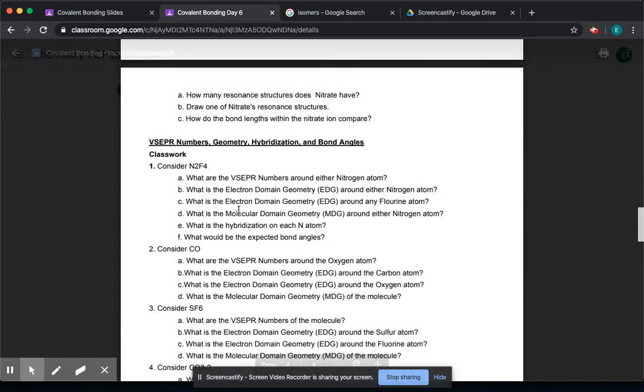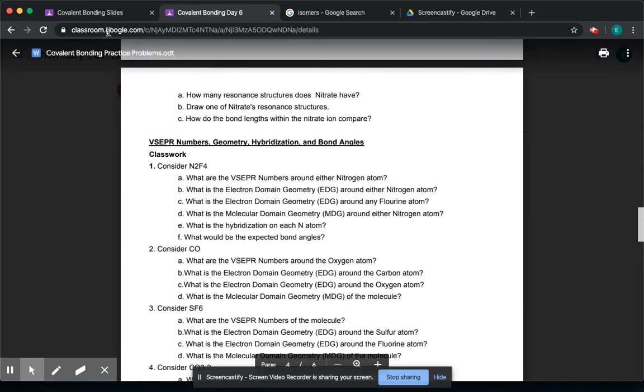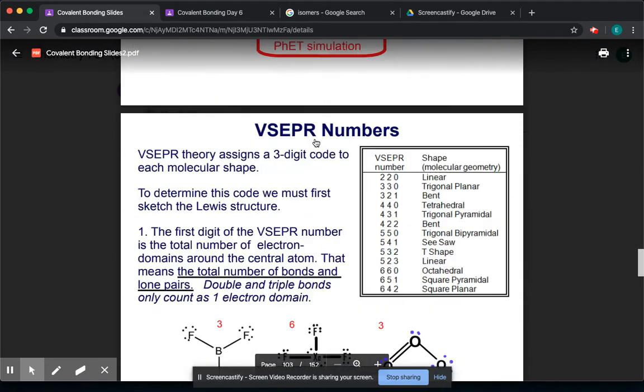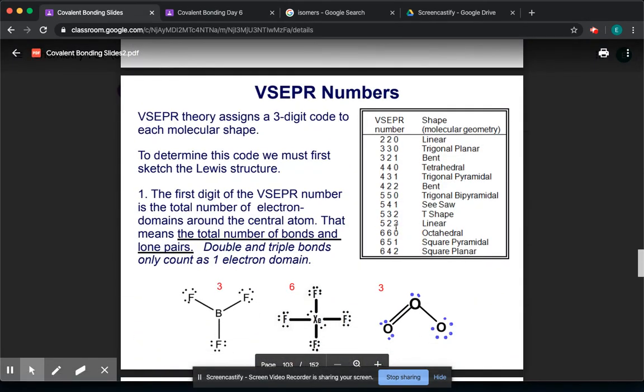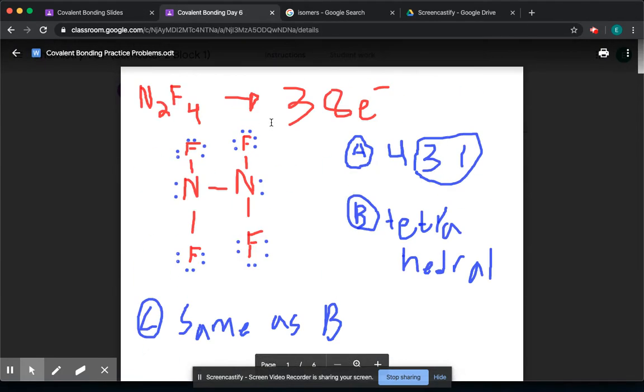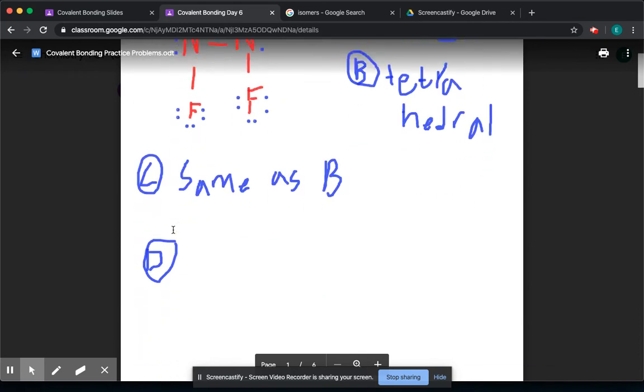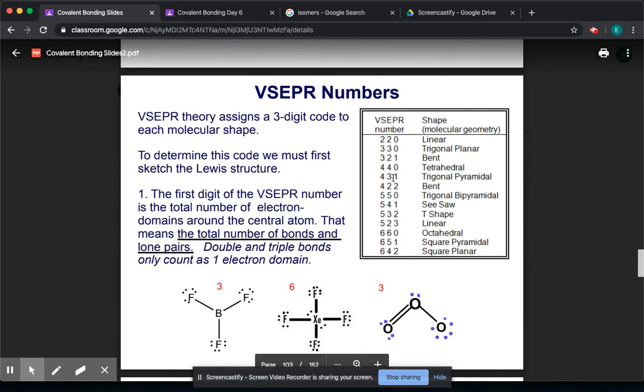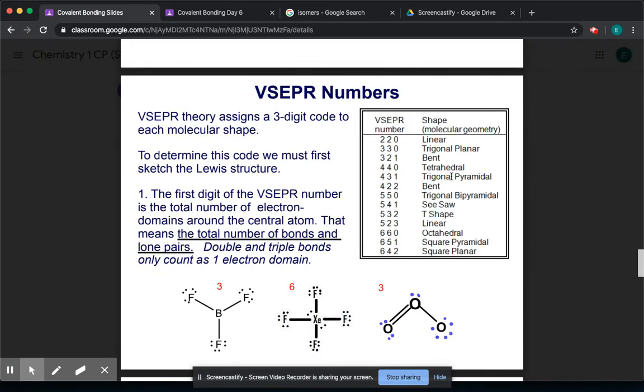Yep, what is the MDG? The MDG comes from the table. Okay, so this right here, the MDG comes from the table. So we are looking at 431. 431 would be trigonal pyramidal. I'm not even going to bother trying to spell that.